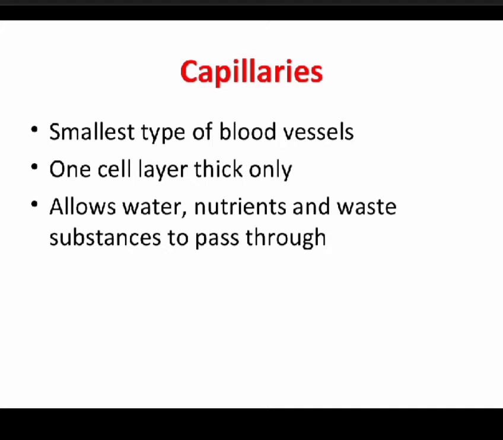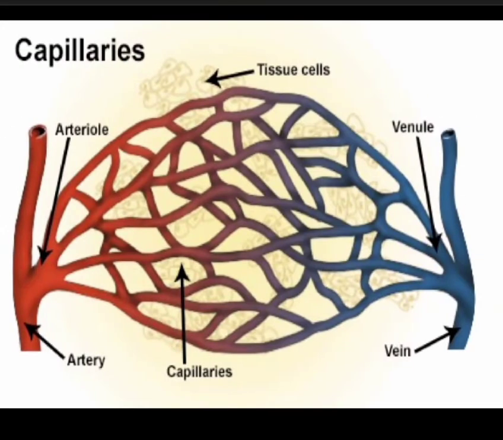Now we also have what we call capillaries. Capillaries are the smallest type of blood vessels. They are only one cell layer thick, meaning that they are very thin. They only allow water, nutrients, and some waste substances to pass through them. They allow water and nutrients to enter into the bloodstream, and they allow waste substances to go out of the bloodstream through the lymph system and then other mechanisms in the body.